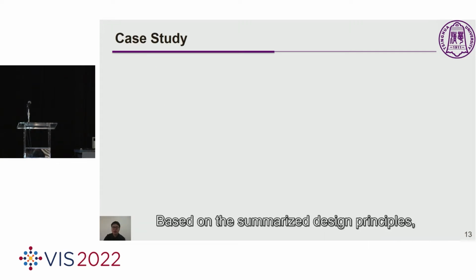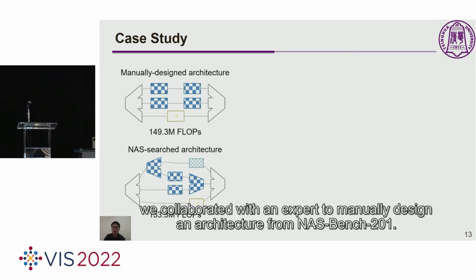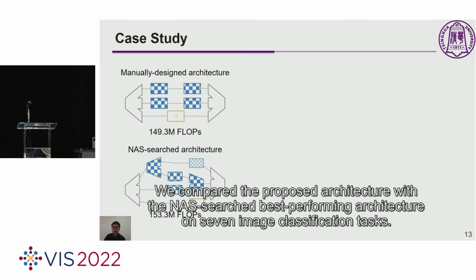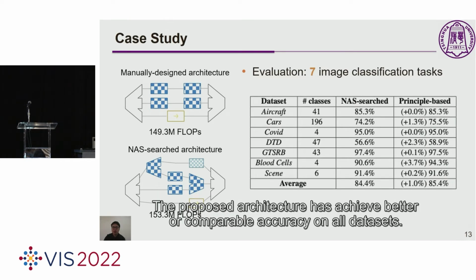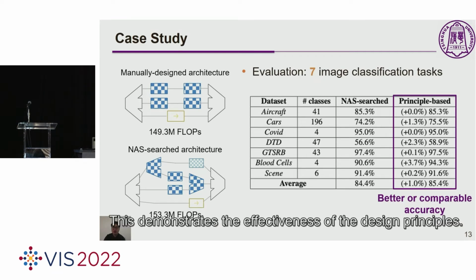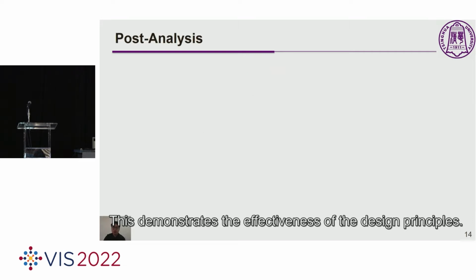Based on the summarized design principles, we collaborated with an expert to manually design an architecture from NAS-Bench-201. We compared the proposed architecture with the NAS-searched best performing architecture on 7 image classification tasks. The proposed architecture has achieved better or comparable accuracy on all datasets. This demonstrates the effectiveness of the design principles.